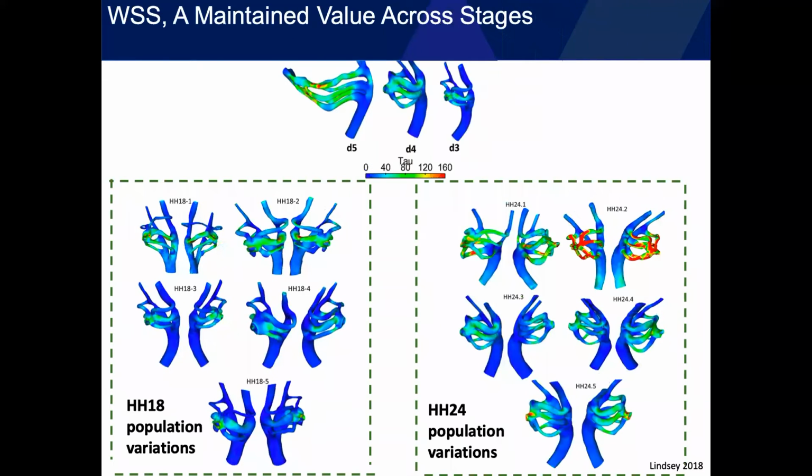Wall shear stress stayed at the same level. The embryo, or the body in general, is a lot more sensitive to changes in wall shear stress, since those are sensed by your endothelial cells, and really small changes can lead to big changes. You'll see that there are some spikes or hot spots in these red zones. Those are significant, but it did stay within the same scale. So it was a value that was important to maintain across these 3 stages.